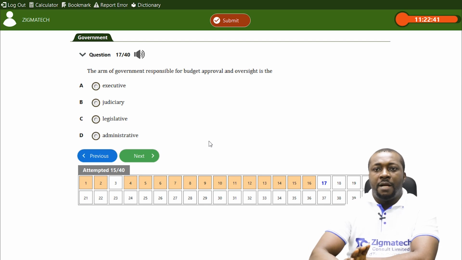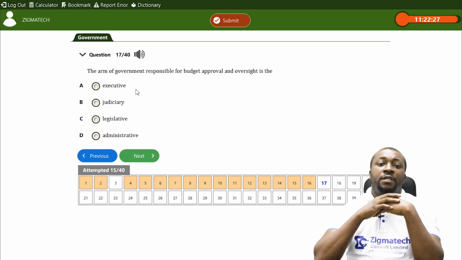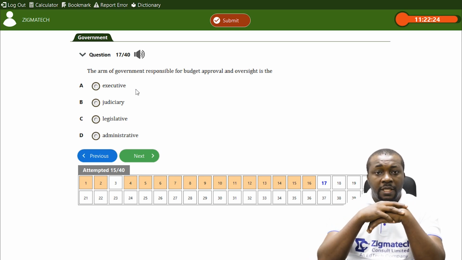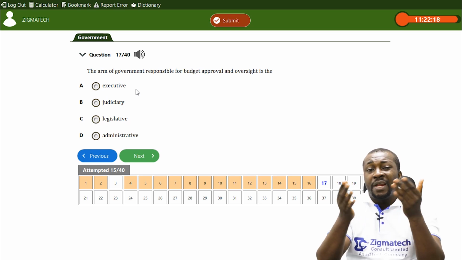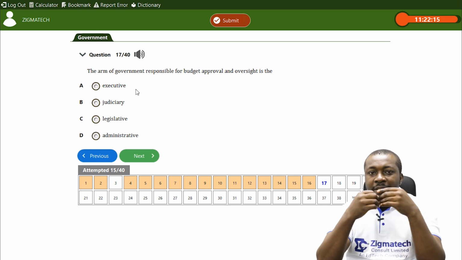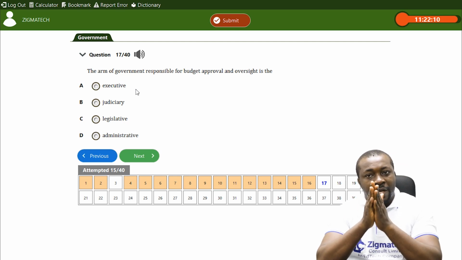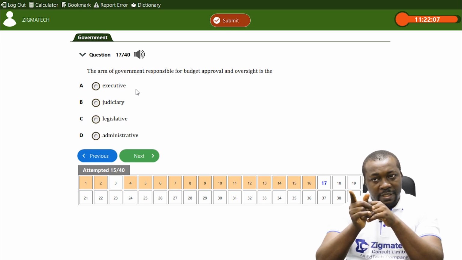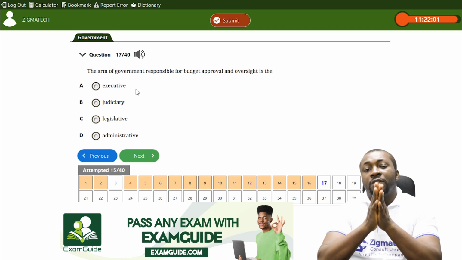Number 70 says, the arm of government responsible for budget approval and oversight is the dash. Now let's look at the options. A says executive. What does the executive do with respect to budget? The executive only prepares the budget and sends it to the legislature. So their own is budget preparation. So we are talking about approval and oversight. Oversight function is conducted on the executive. So executive is totally out of it.